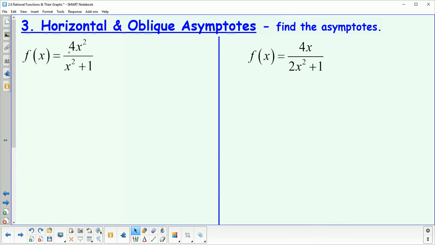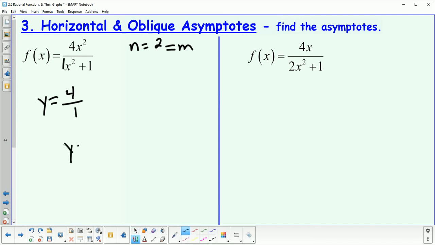So a couple examples here. In this first one, you see the degree of the numerator is 2. The degree of the denominator is also 2. So since they're the same, your horizontal asymptote is going to be the leading coefficient of the numerator over the leading coefficient of the denominator, which is 1 here. So we would have a horizontal asymptote of y equals 4.